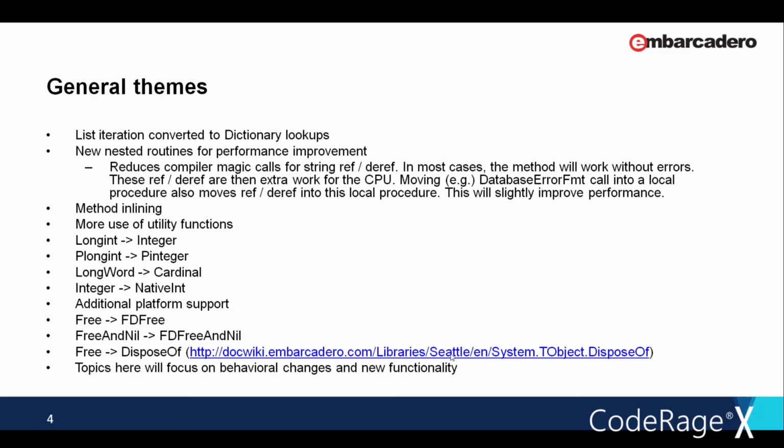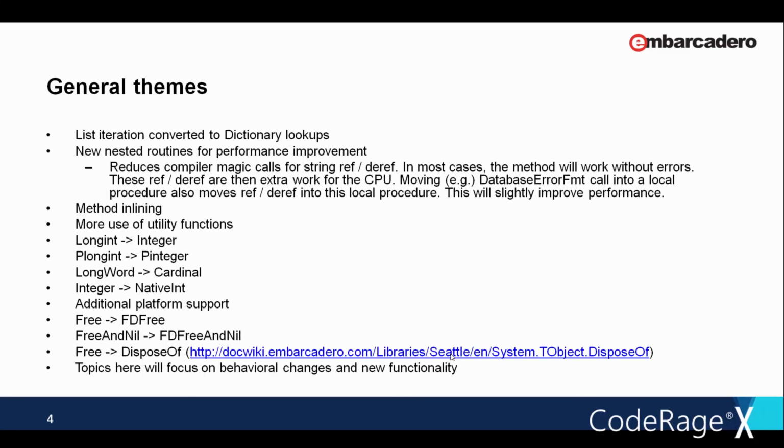Something I learned new was that nested routines can be used for performance improvement in the code because it reduces the compiler magic calls for string referencing and dereferencing. In most cases, the method that you're going to call is going to work without errors, so the string ref and deref are extra work for the CPU if those have to be allocated in the main routine that you call. Moving, for example, the database error format call into a local procedure also moves that string ref and deref into the local procedure, and that results in slightly improved performance.